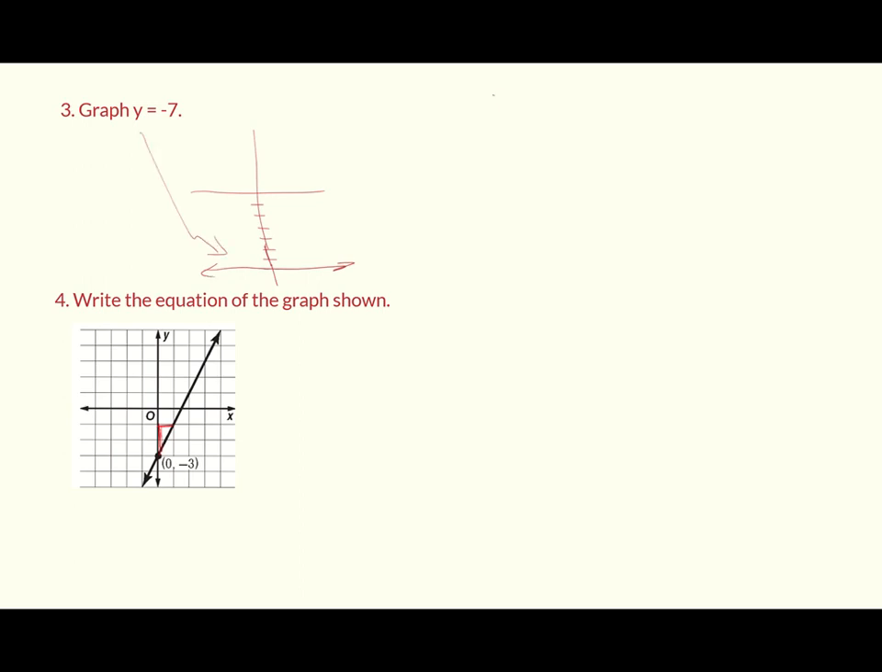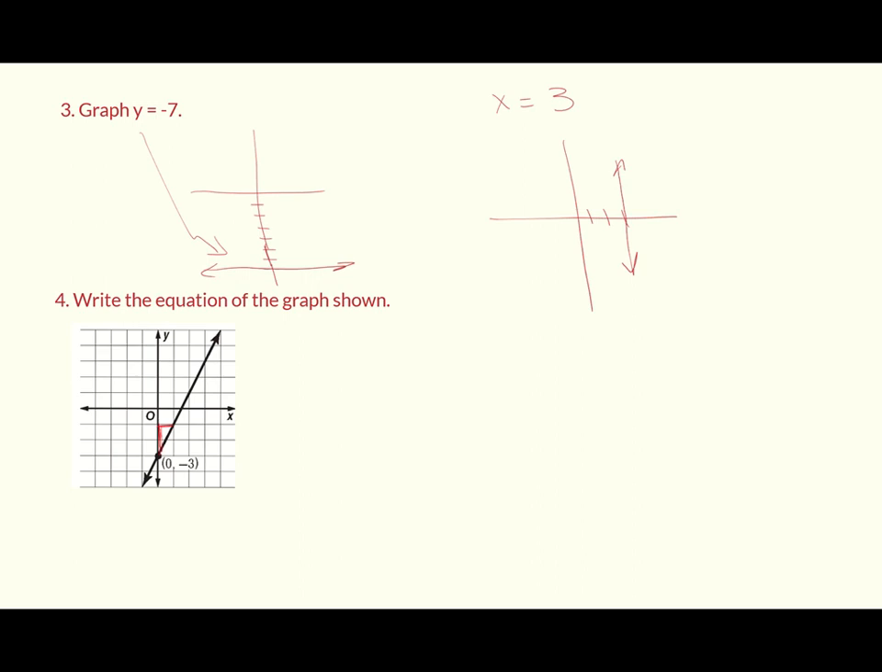Now, if I had something that said like x equals 3, there is no y, so I just go 1, 2, 3, where x equals 3, and draw a vertical line. So that's the difference between your horizontal and vertical lines.